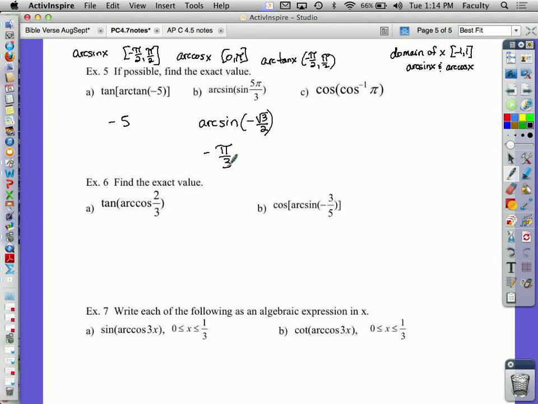Do not give answers in degrees. It's okay if you're thinking of them in degrees, but inverse trig is traditionally done in radians. Okay, now let's look at this one.